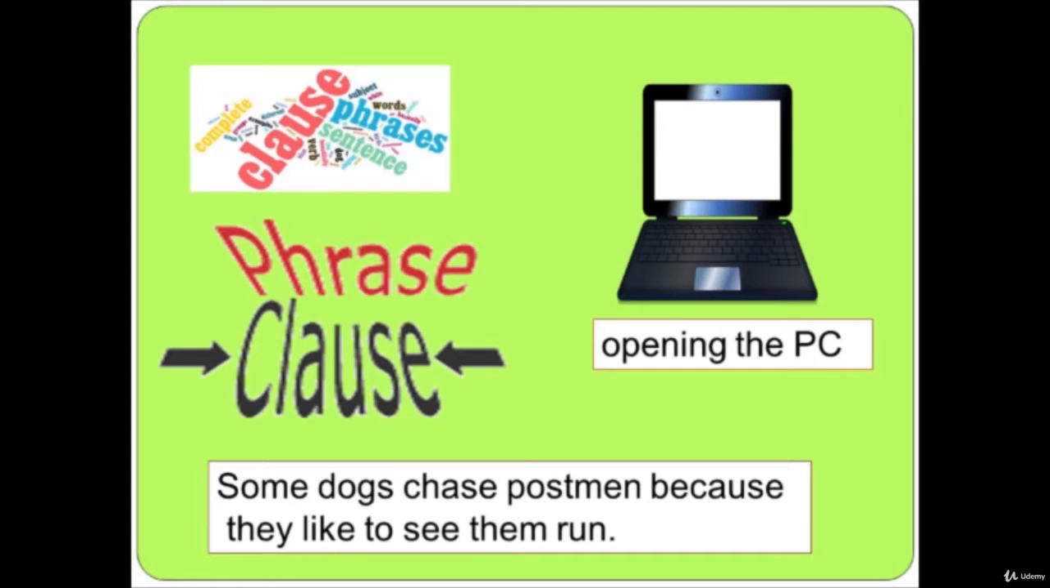So, if I say, some dogs chase postmen, that is a simple sentence because it contains one clause. If I say, some dogs chased postmen because they like to see them run, then it is a multiple sentence because it contains two clauses. That's why conditional sentences are known as conditional or if clauses. They are used to express that the action in the main clause can only take place if a certain condition in the if clause is fulfilled.